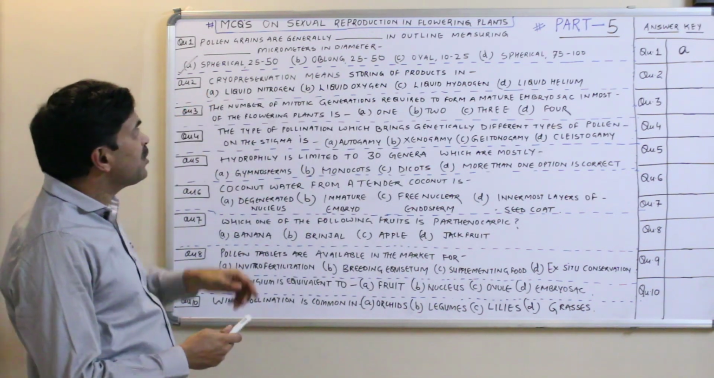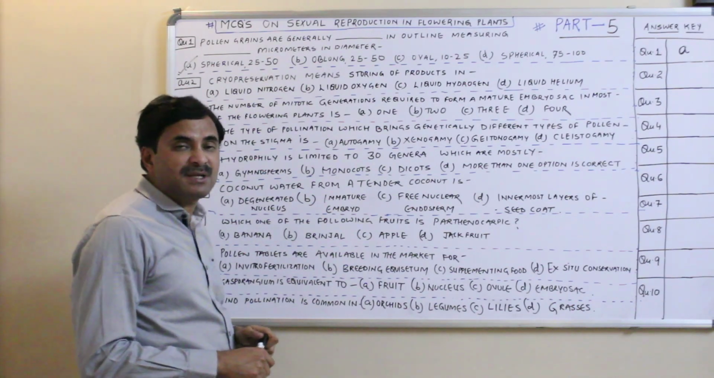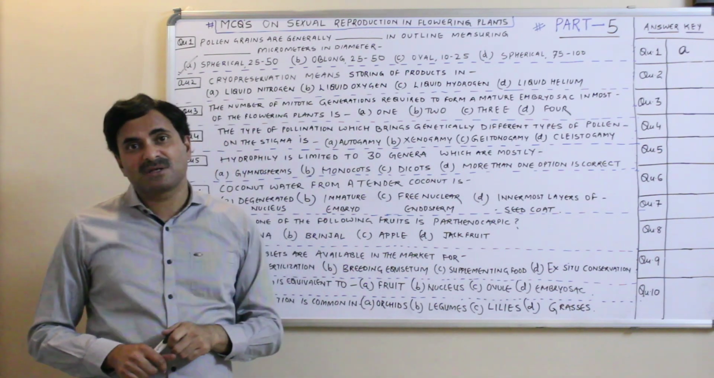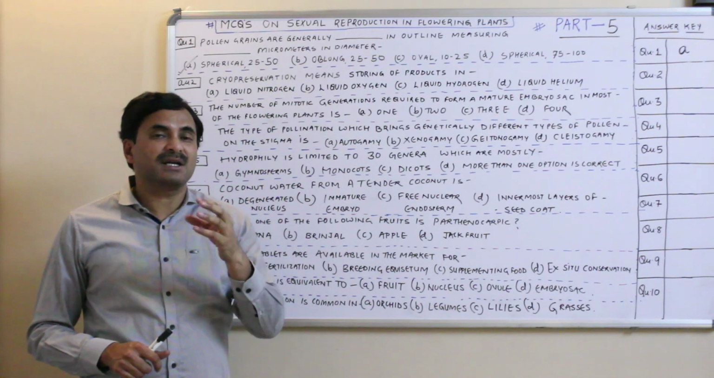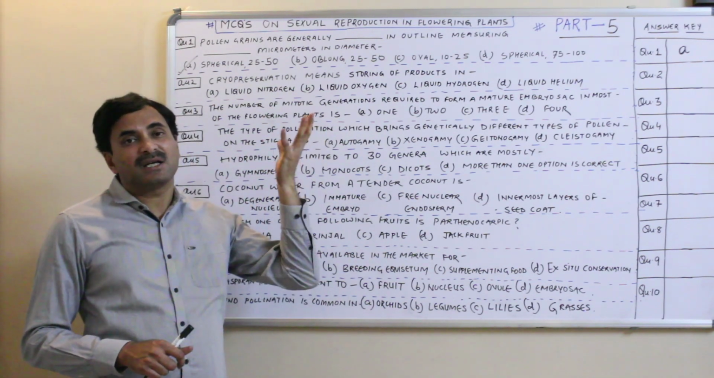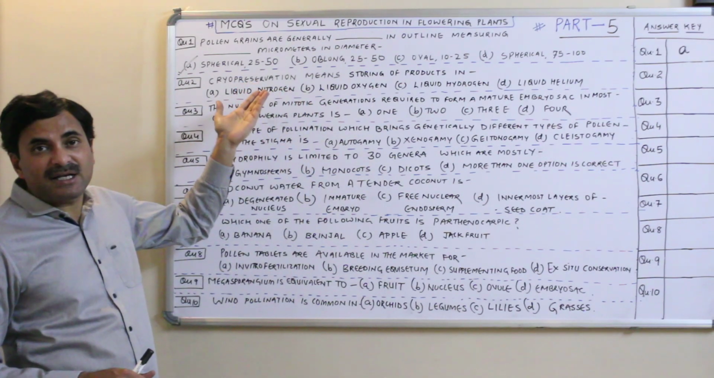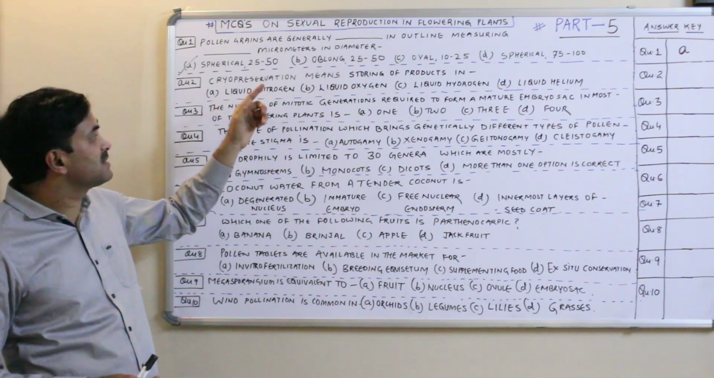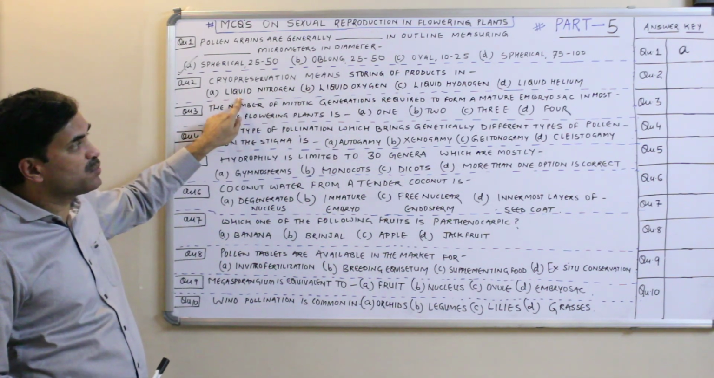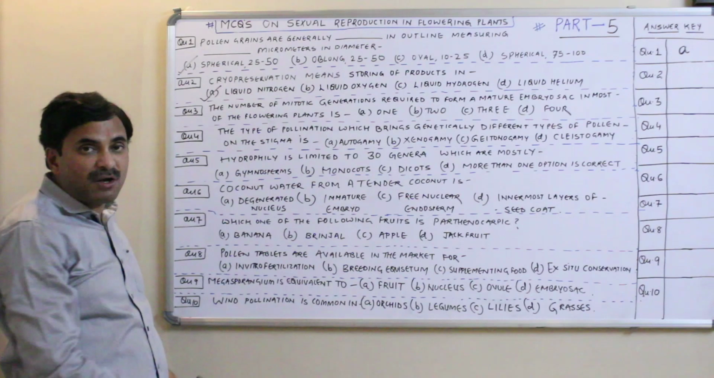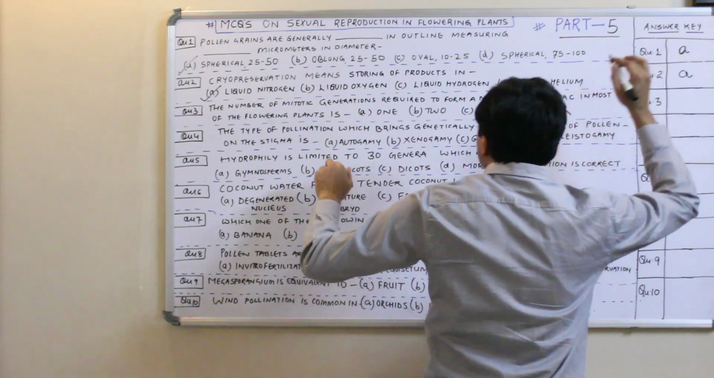Question number 2. Cryopreservation means storing of products in. We know very well that cryopreservation is a means of storage, done to store many products. In this context, it is the pollen grain. Pollen grain can be stored in liquid nitrogen at a temperature of minus 196 degrees Celsius. So cryopreservation means storing of the products in liquid nitrogen at minus 196 degrees Celsius. So question number 2 has the answer A.